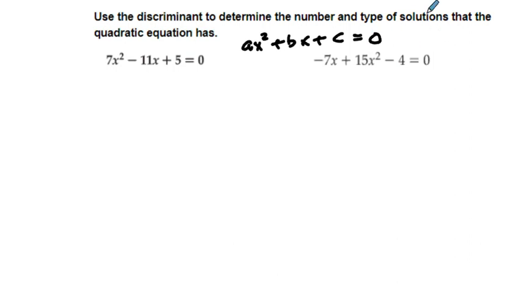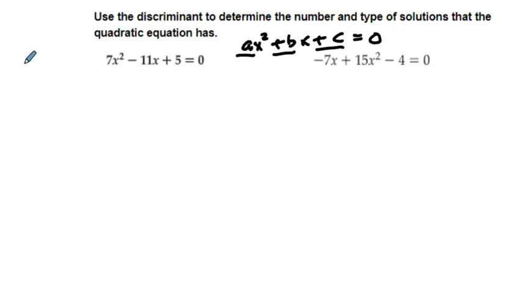I know it has a name, that might be it. I'm not remembering it exactly, so I apologize, but I do know that when it's written this way, it's much easier to tell what's what, and we are concentrating on our a, our b, and our c, because that's what you use for the discriminant.